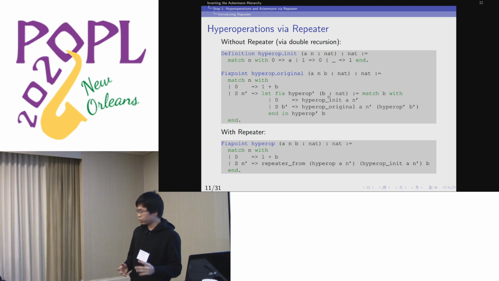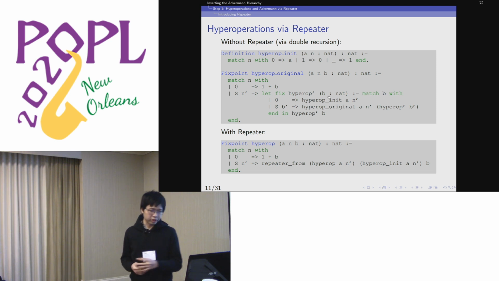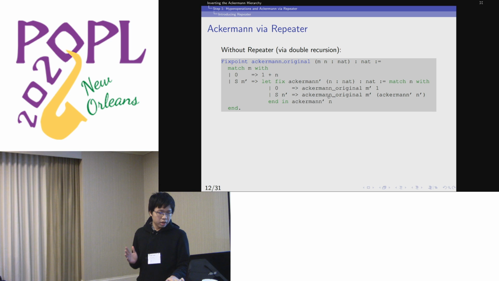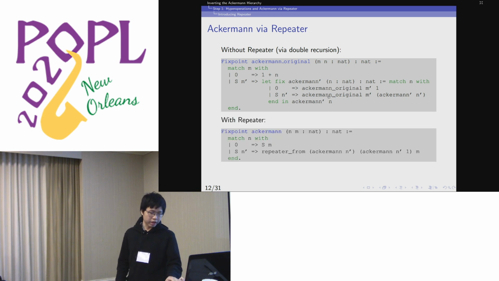It's a little bit shorter, and as you can see, normally you have two recursive loops for the hyperoperation. But with this, you can abstract the inner loop with the repeater and get a little bit more elegant definition. The same thing can be done for the Ackermann hierarchies. So we have a little bit more beautiful definition.